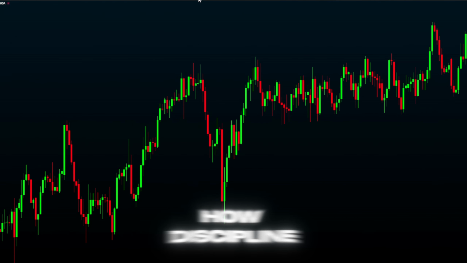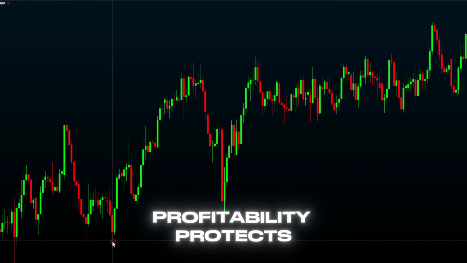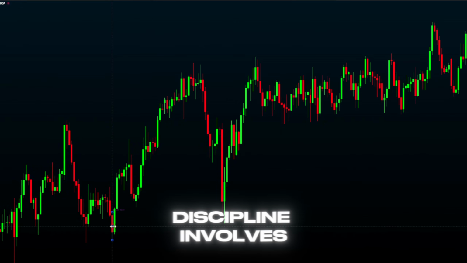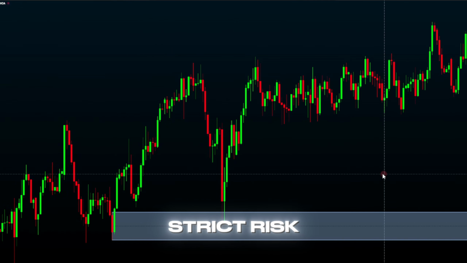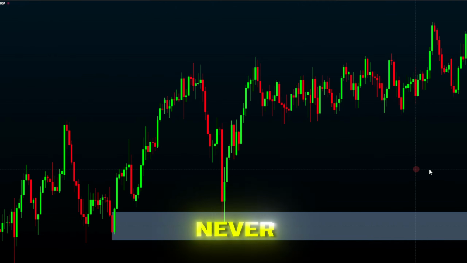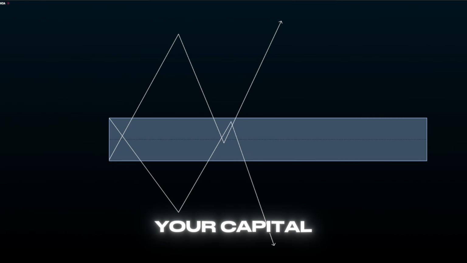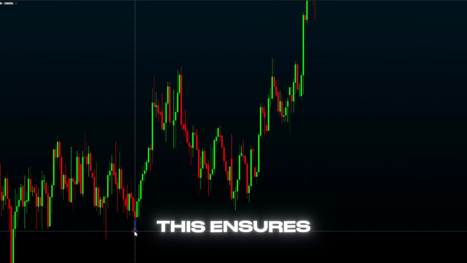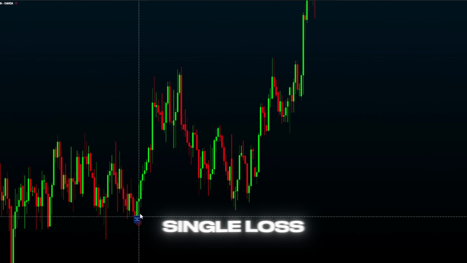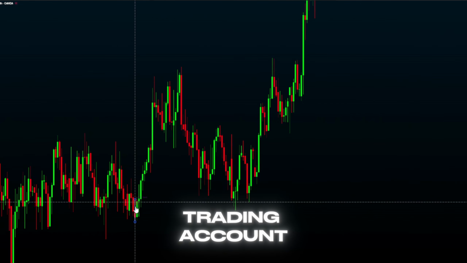How discipline contributes to profitability. Protects your capital. Discipline involves adhering to strict risk management rules, such as never risking more than a small percentage of your capital on a single trade. This ensures that no single loss can significantly damage your trading account.